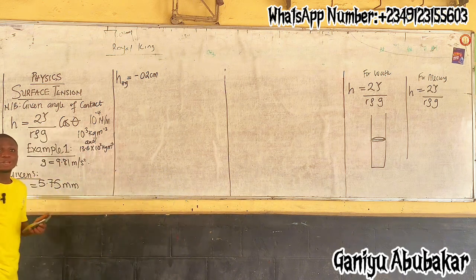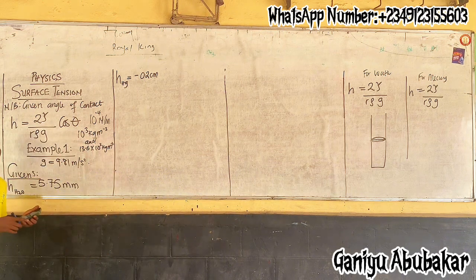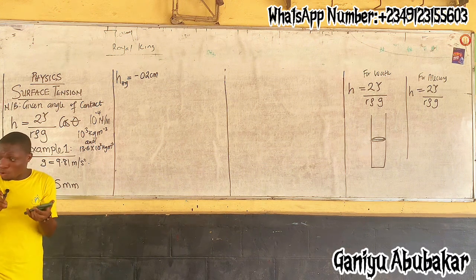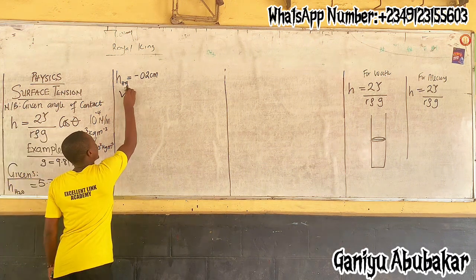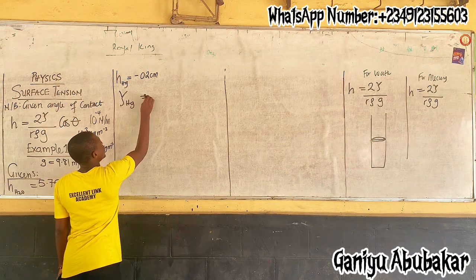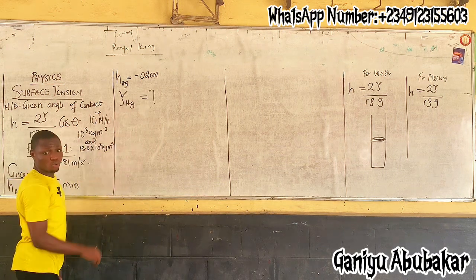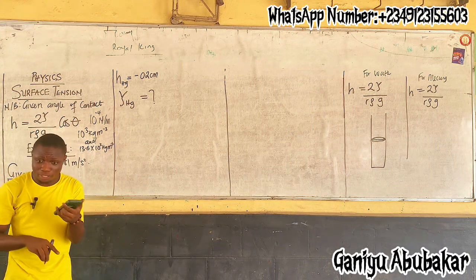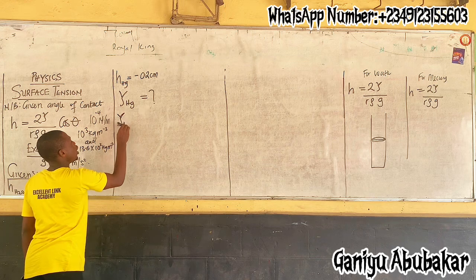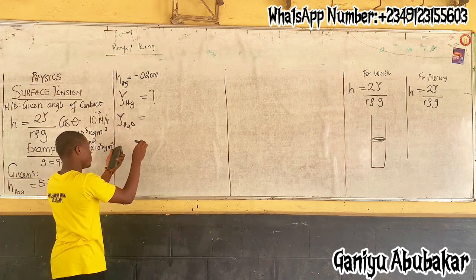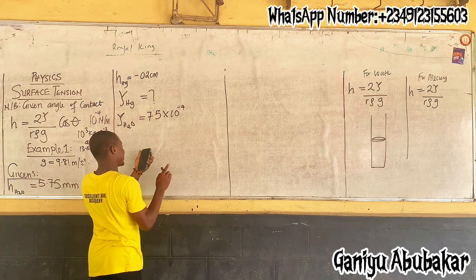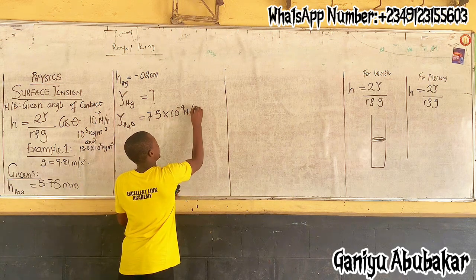So it's depressed, right? So that's 0.2. And it says calculate the surface tension of mercury. So I'm looking for gamma of Hg, the surface tension of mercury. And they give us the surface tension of water, gamma of H2O, which is 7.5 times 10 to the power -2 Newton per meter.